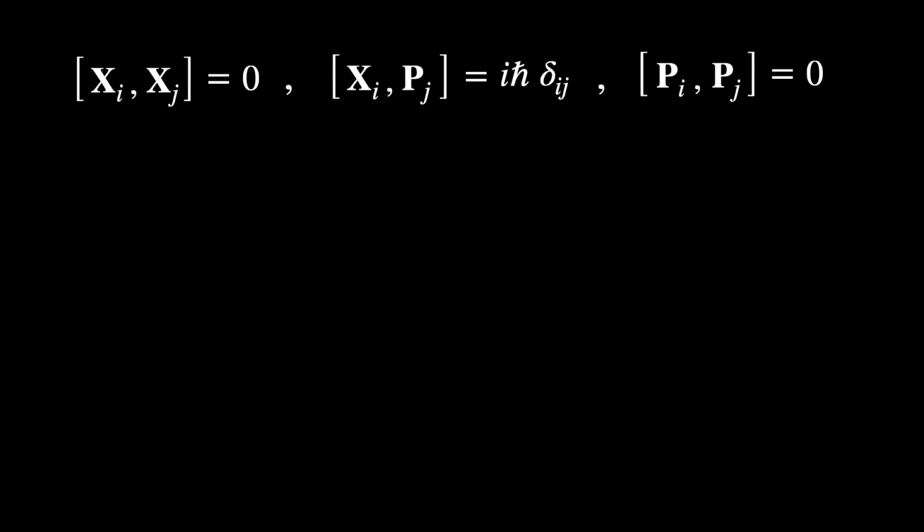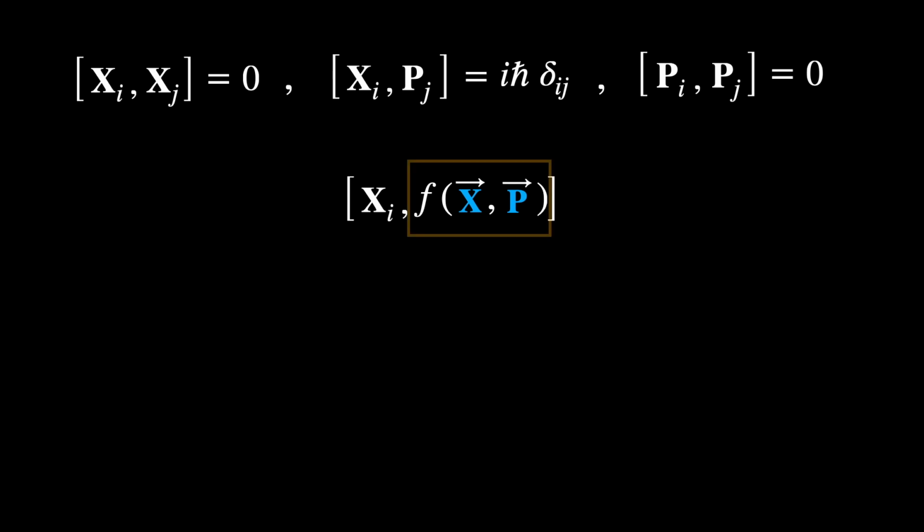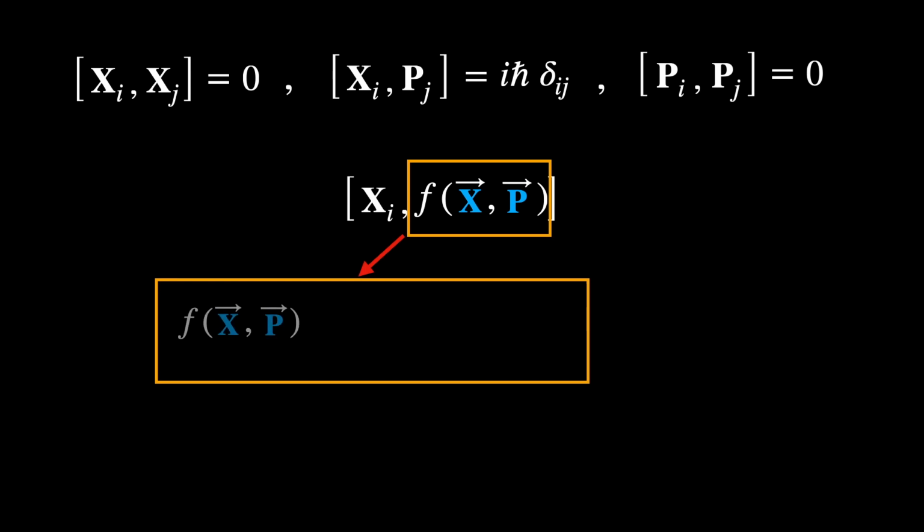Now, let's work out another commutator that will be quite nifty in calculations, which is the commutator of x with an arbitrary function of x and p's. We claim that any function f of position and momentum operators can be written in the form with position to the left and momentum to the right.